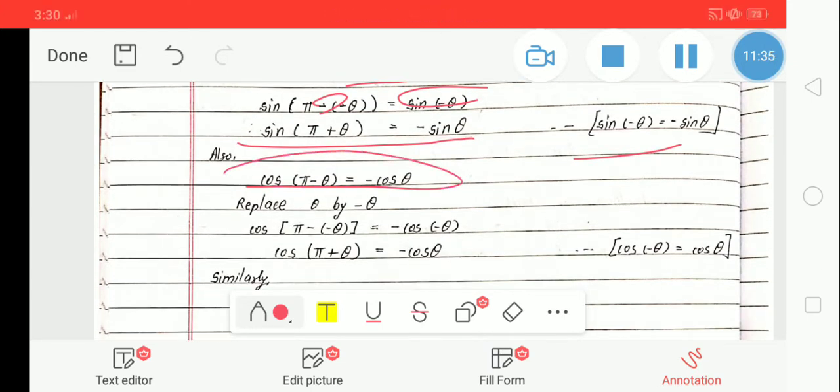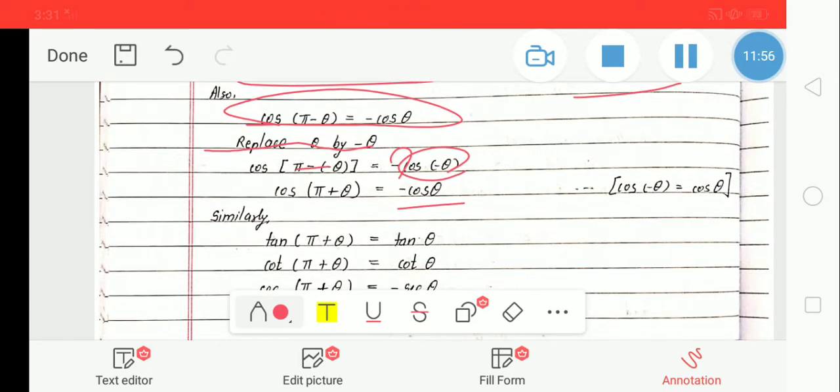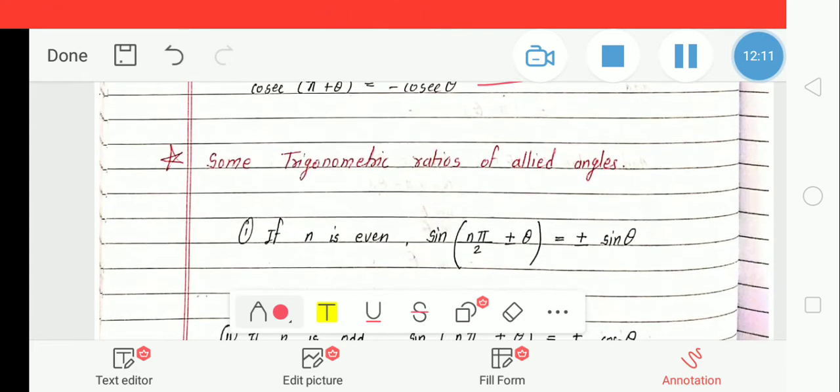For cos, we know that in the above theorem, replacing theta with minus theta, cos(pi minus minus theta) is equal to minus cos of minus theta. Here cos of minus theta means cos of theta, but we already have a minus sign, so minus cos theta, and here minus minus becomes plus, so cos(pi plus theta) is equal to minus cos theta. And these are also similar. Tan(pi plus theta) is equal to tan theta, cot(pi plus theta) is equal to cot theta, sec(pi plus theta) is equal to minus sec theta, and cosec(pi plus theta) is equal to minus cosec theta.